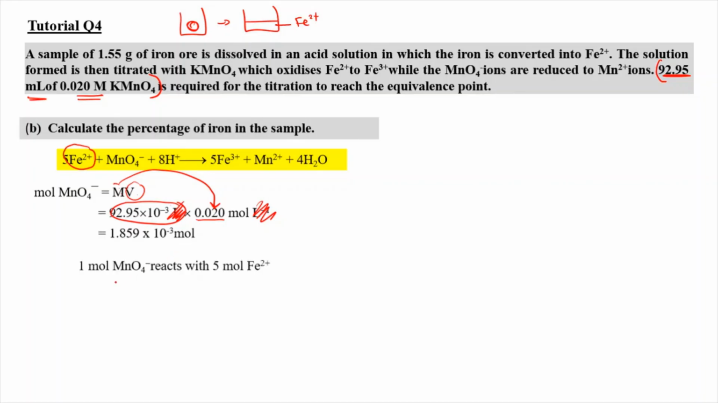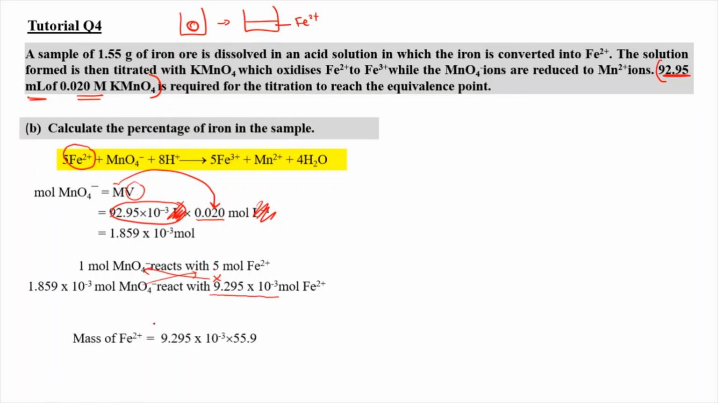From here, you can make a comparison from the stoichiometry. 1 mole of MnO4 minus reacts with 5 moles of Fe2+. So 1.859 times 10 to the power of negative 3 reacts with 9.295 times 10 to the power of negative 3, because you assume it as x and then cross multiply. So 5 times 1.859 gives 9.295 times 10 to the power of negative 3. To find the mass of Fe2+, it's moles multiplied by molar mass. The moles of Fe2+ is 9.295 times 10 to the power of negative 3 and the molar mass of iron is 55.9. Once you calculate that, you get 0.5196 gram.